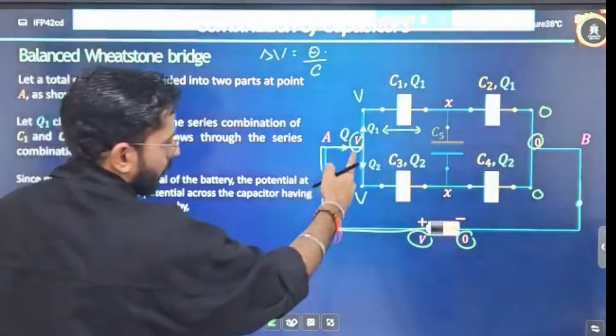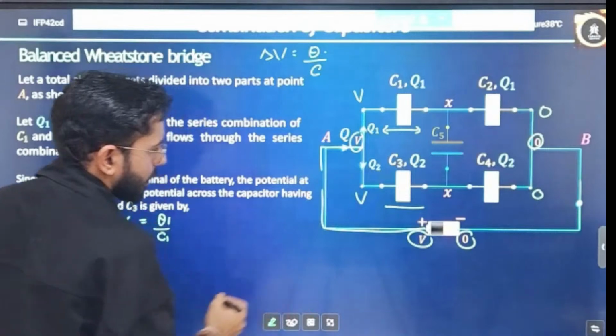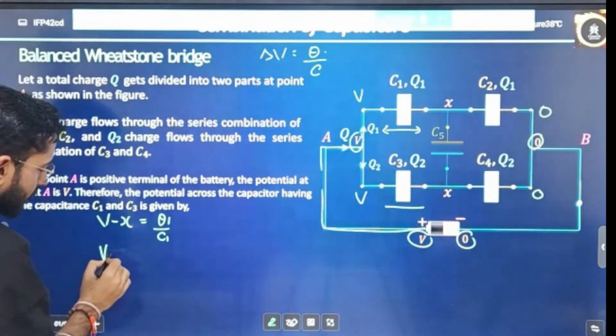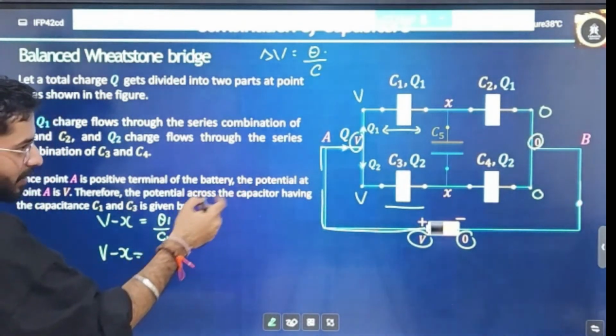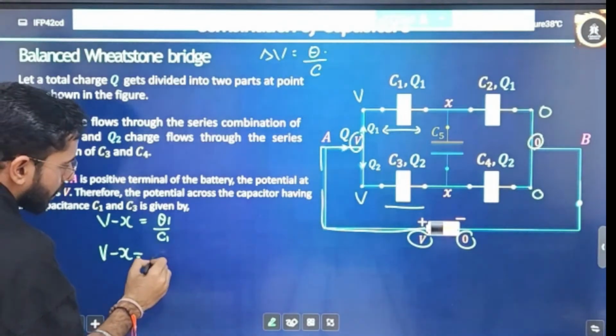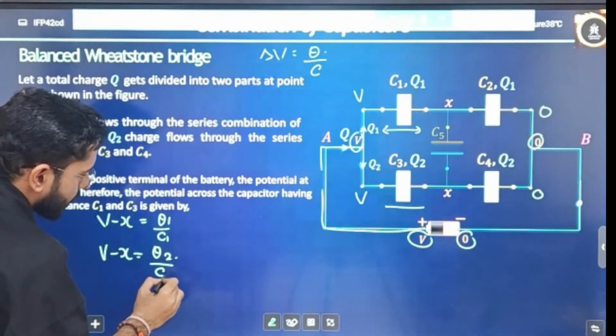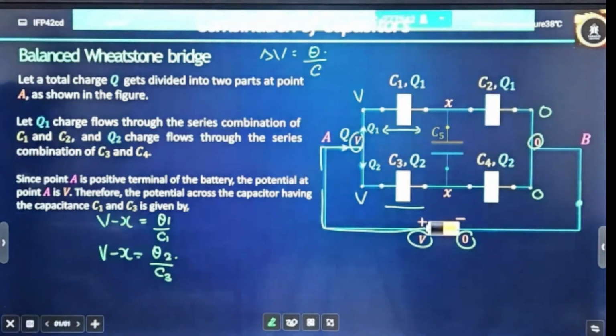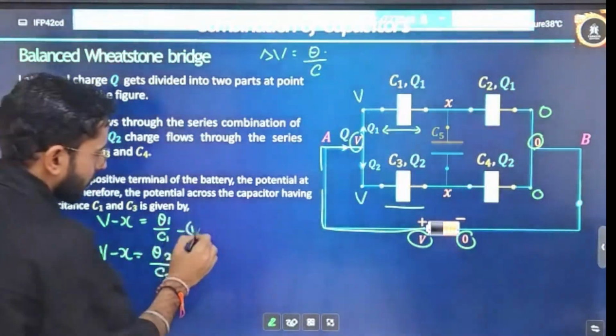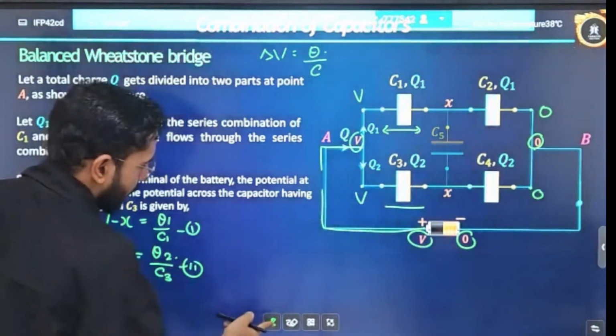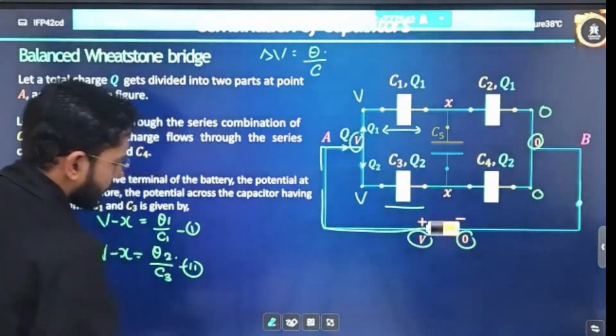Now I will ask you, tell me what is the potential difference across this C3 capacitor. Again you will say the same thing, V minus X, but the charge that is present on this C3 capacitor is Q2 divided by C3. Correct? Let's suppose this is equation 1, this is equation 2. Now take the ratio of both equation 1 and equation 2.